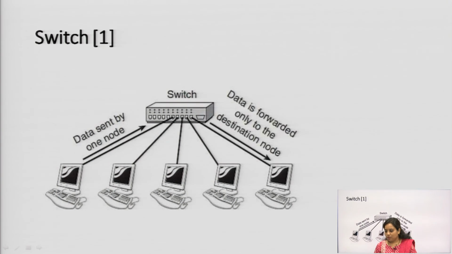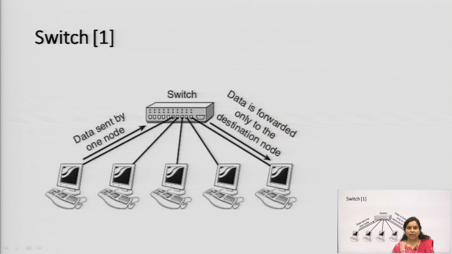Now, next is the switch. The switch has the same function as the hub. You can see that the data is sent by one node and the data is forwarded only to the destination node. So, this is how the switch works. It will transfer the data, which means there is point to point communication. There is no option of broadcasting in the case of a switch.